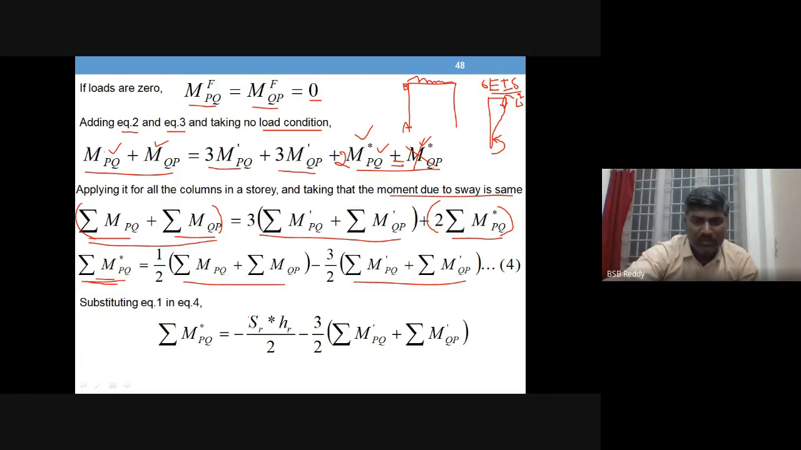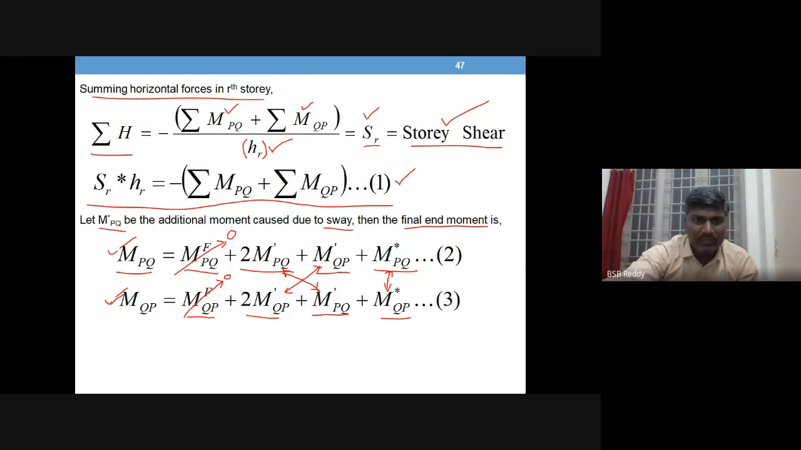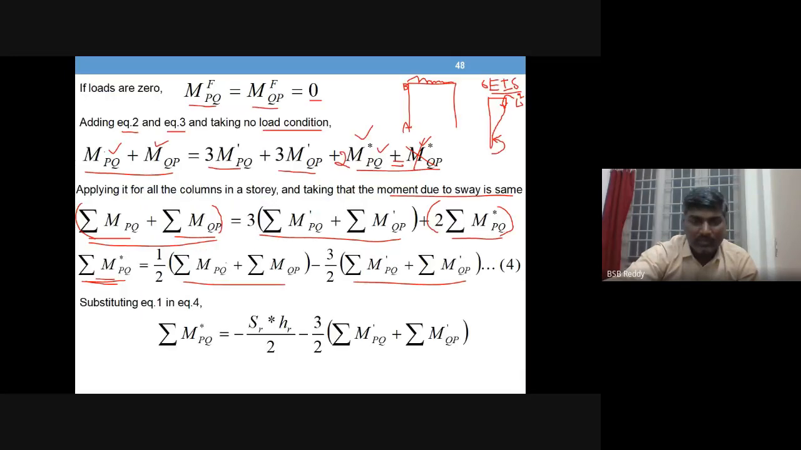So we have this term in equation 1. Let us take it from equation 1. You see here, the sum of end moments is nothing but SR, the story shear, into the height of the story. So substitute that instead of this one. So SR HR divided by 2 minus, okay, right, minus 3 by 2 times sigma M dash PQ plus sigma M dash QP.